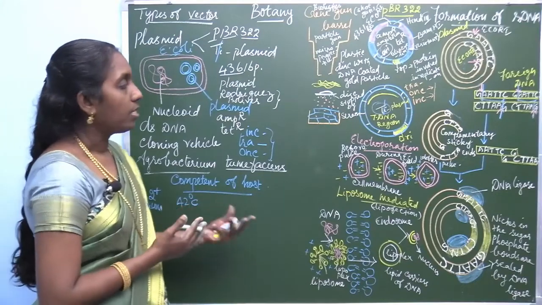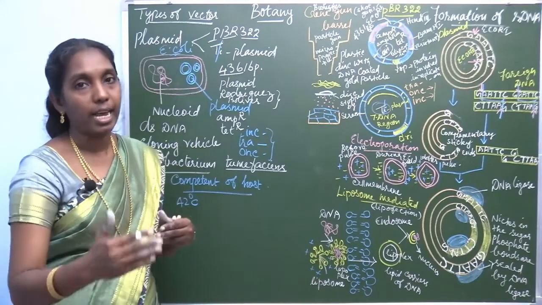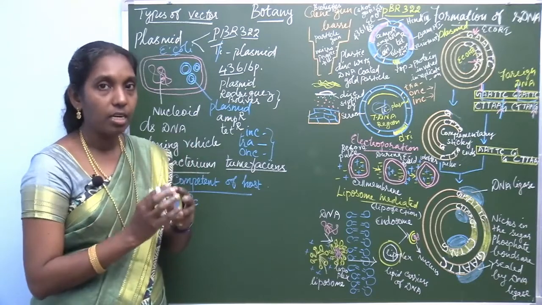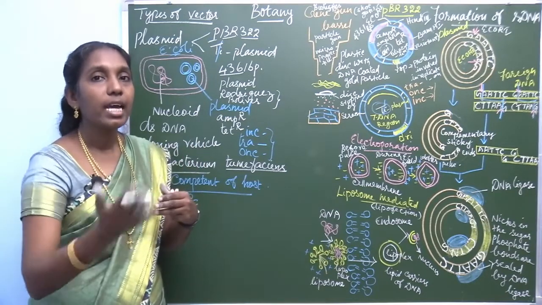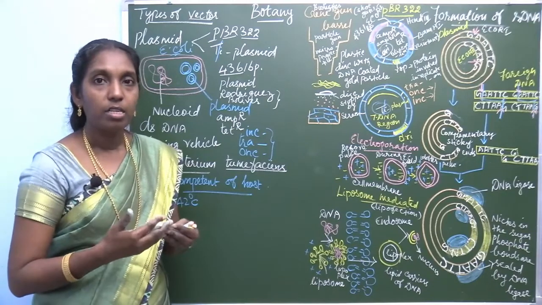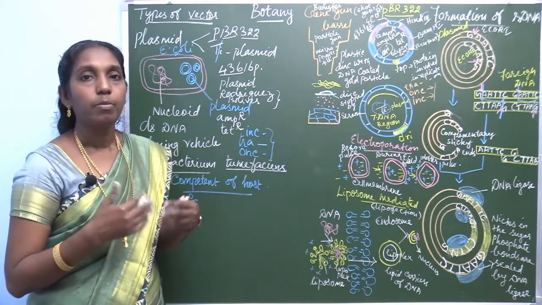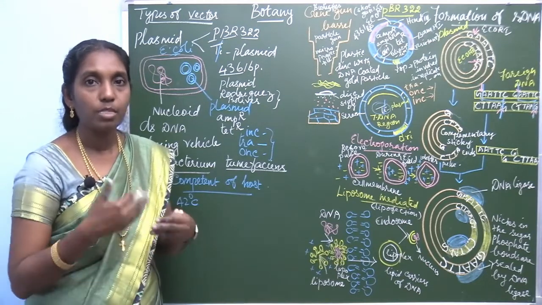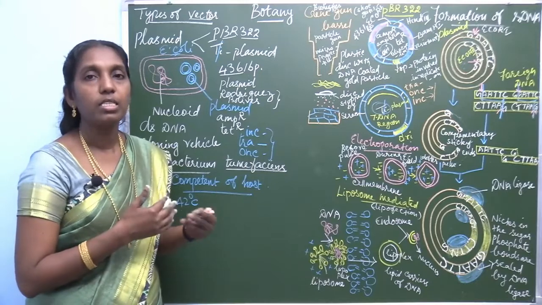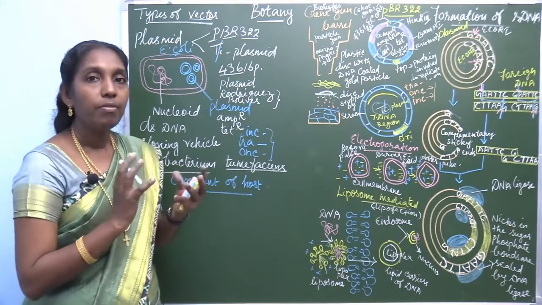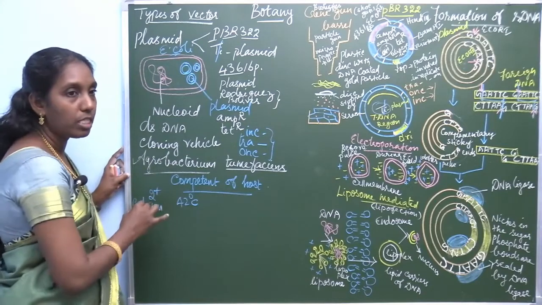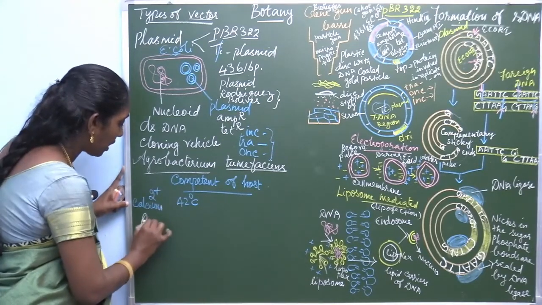After this process, the next process is the method of transfer. Now the plasmid which contains the rDNA, the cloning vector, can be transferred into the host. The host may be a plant cell or animal cell, so it depends upon various factors. The methods of gene transfer depend on the type of vector and the type of host. Based on this, there are two different types of gene transfer. What are the two types? The first is direct gene transfer.